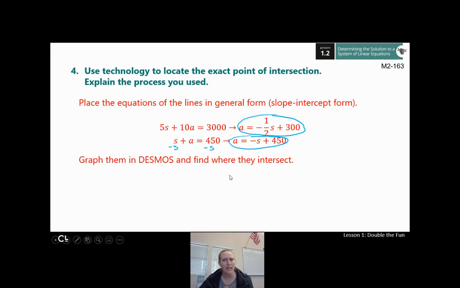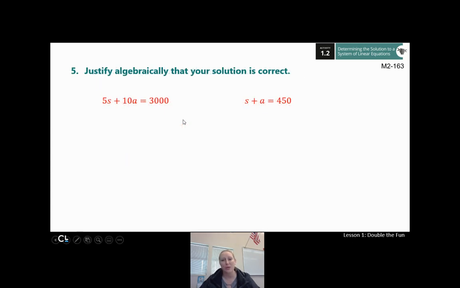So graphing it is actually really nice because you can see where they intersect, which is also why it's nice to use Desmos and technology other than my sketchy graphs that we just did. But you can see where they intersect and it'll actually tell you how many of each kind of ticket you have to sell. There is a way to prove this algebraically as well.